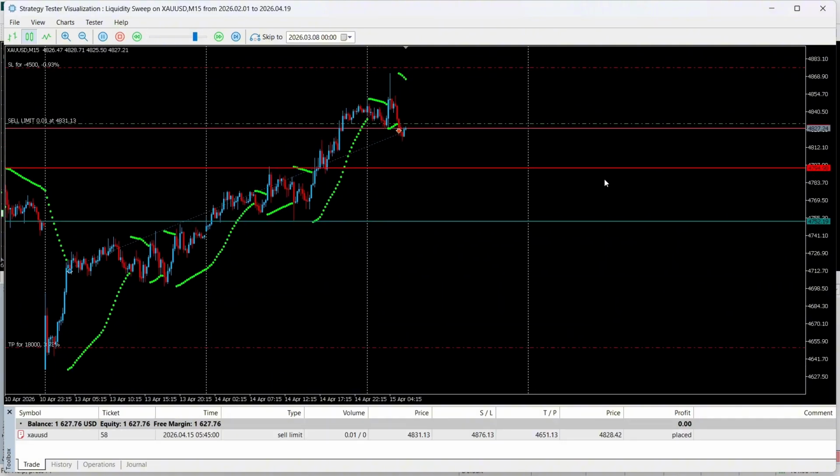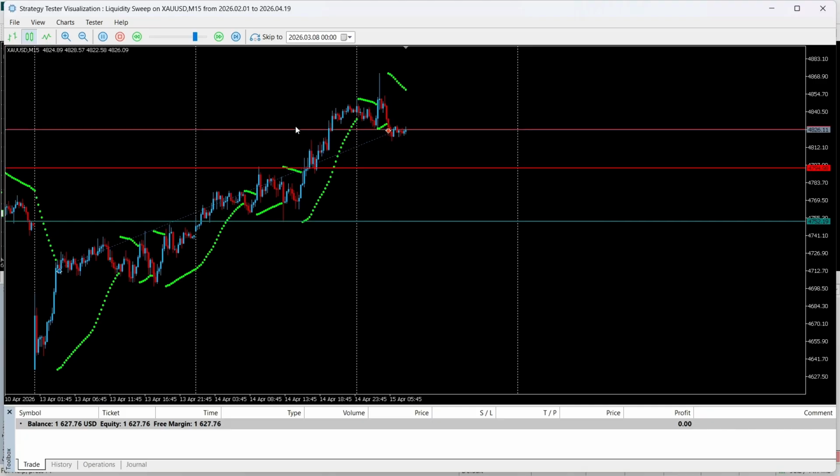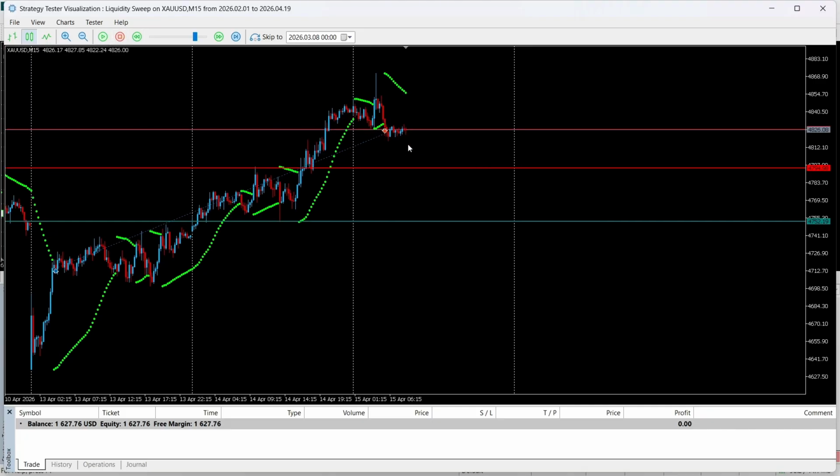It's just taken another one on the 14th, but that was cancelled because the limit order didn't get triggered within 5 candles. Okay, so as you can see, it grew the account to $1,600.